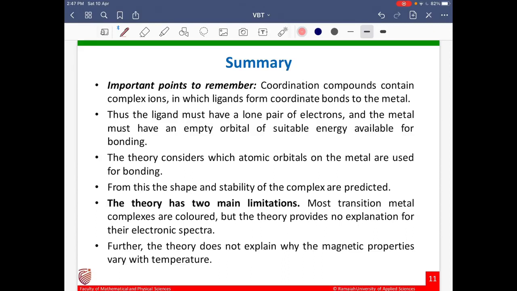The theory has mainly 2 limitations. Most transition metal complexes are colored, but the theory provides no explanation for their electronic spectra. Further, the theory does not explain why the magnetic properties vary with temperature. For these reasons, it has largely been superseded by the crystal field theory that we will study in future classes. However, it is of interest for study as it shows the continuity of development of modern ideas from Werner's theory.